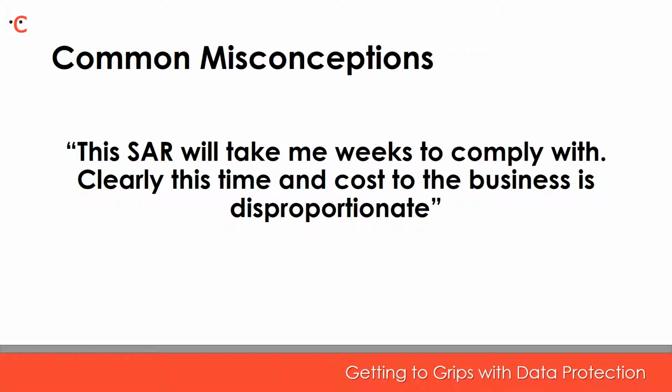Fifth: this SAR will take me weeks to comply with. Clearly, this time and cost to the business is disproportionate. There's a high expectation on data controllers to provide information in response to a SAR. As we've heard, they're required to make extensive efforts to find and retrieve the requested information. If it would be disproportionate or unreasonable to comply and you can demonstrate this, then you still can't refuse to comply on a blanket basis and will instead be expected to do whatever is proportionate in the circumstances.